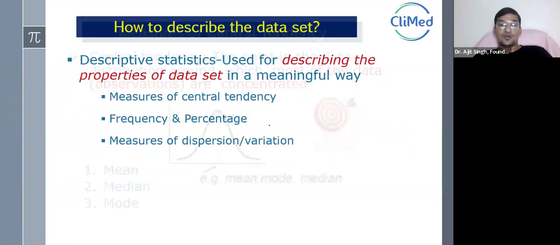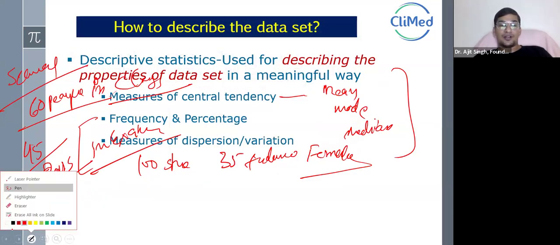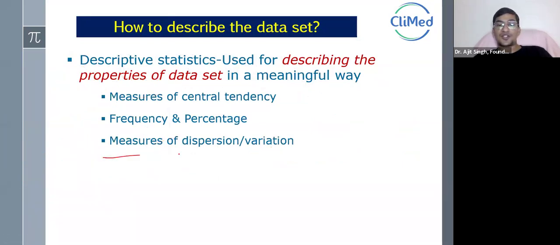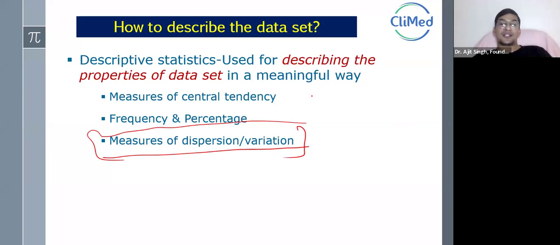Now, there is one more thing called measures of dispersion and variation. Suppose there are two classes. I mean, there is only 10th standard. I'll talk about 10th standard today. But there is section A, section B, section C.